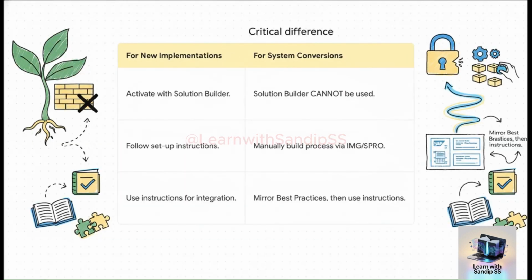Now, here's where it gets really interesting. How you use this prepackaged content totally changes depending on the project. For a brand new greenfield implementation, it's pretty straightforward, right? You just activate the process with Solution Builder and follow the guide. But, and this is a big but, for a system conversion, you can't use Solution Builder. Instead, you've got to manually build the process to mirror the SAP best practices, and then you can use those same setup instructions. It's a subtle difference, but it is absolutely critical.